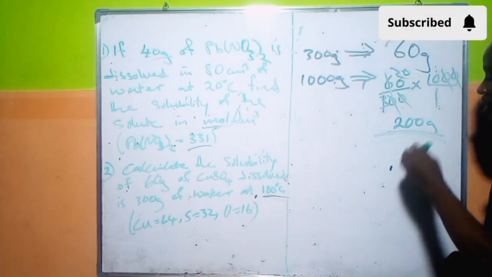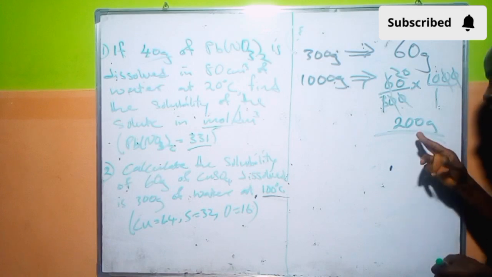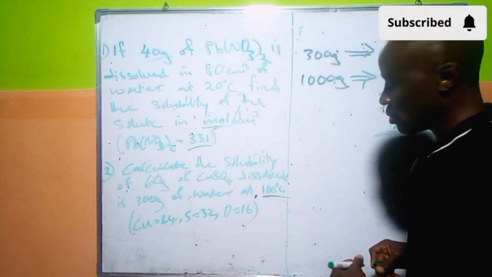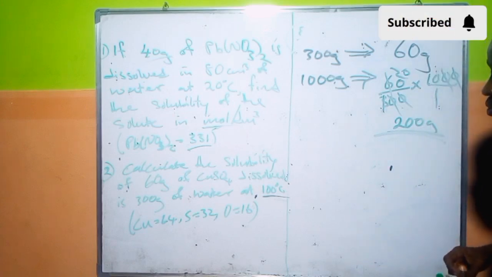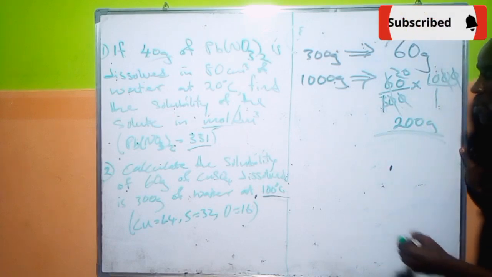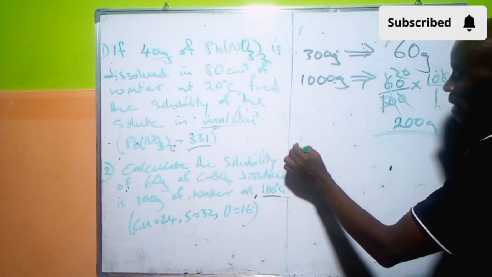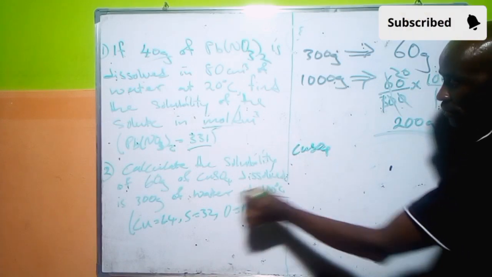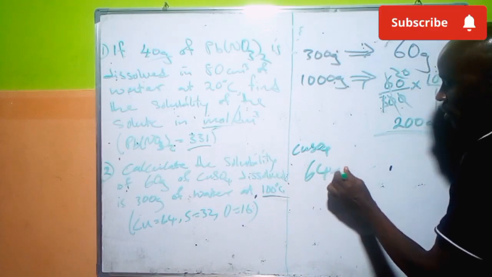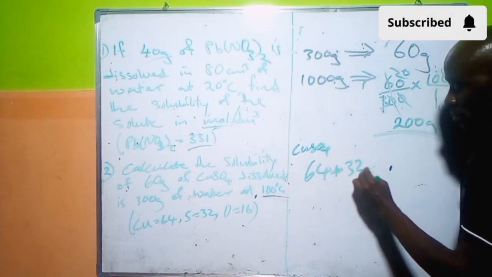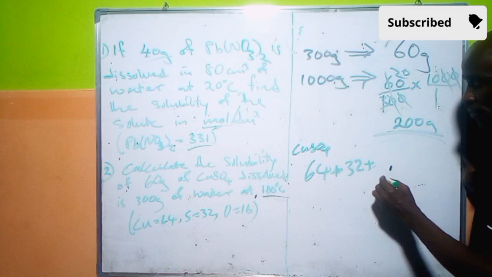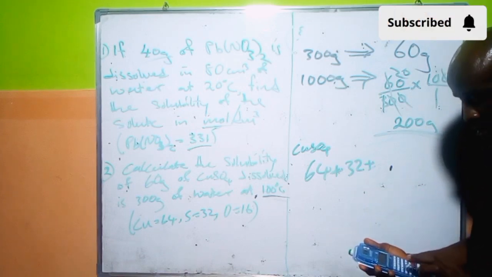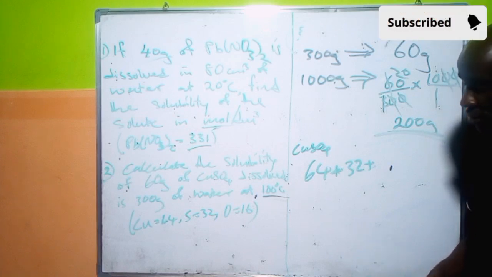So we have it. Since we have this, the next thing we are going to do is to get it in mole per dm cube, because solubility now we're talking about mole per dm cube. So what do we do? Get the molar mass of copper sulfate. We know that copper is 64, plus sulfur, which is 32, plus 4 times 16. Is it 64? 16 times 4. Okay, 64.